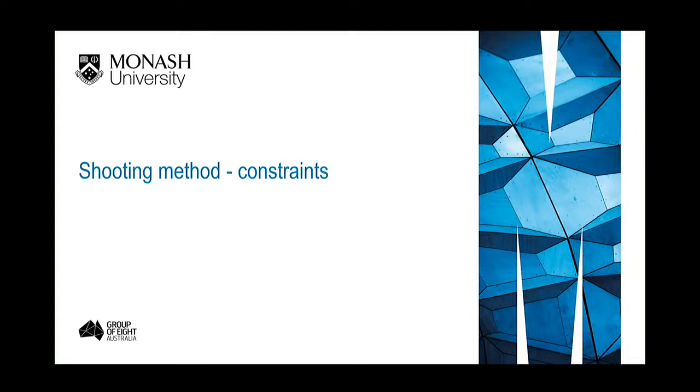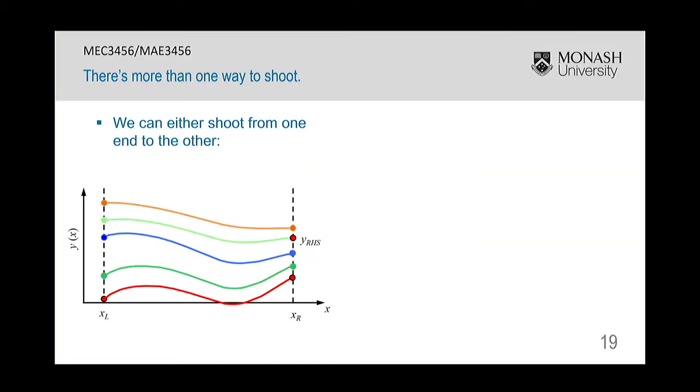We're going to have a little bit of a look further at constraints that we need to satisfy in the shooting method. First, however, it's worth pointing out that there's more than one way to shoot in the shooting method. So what we did previously is we had some boundary condition on the right-hand side, and we needed to choose something on the left-hand side to satisfy that. So that's one way of shooting.